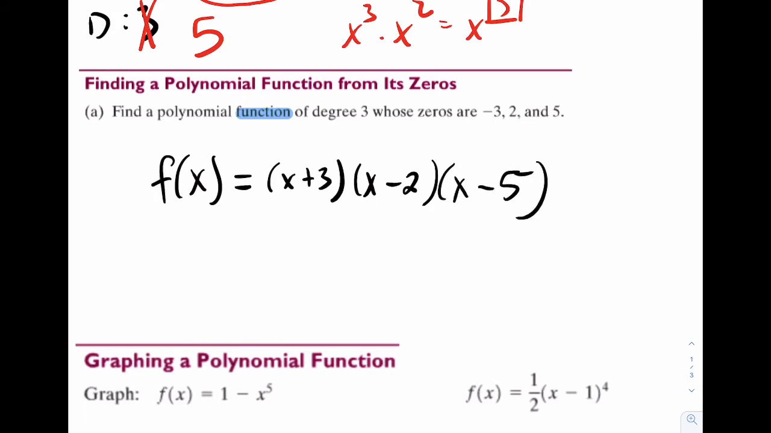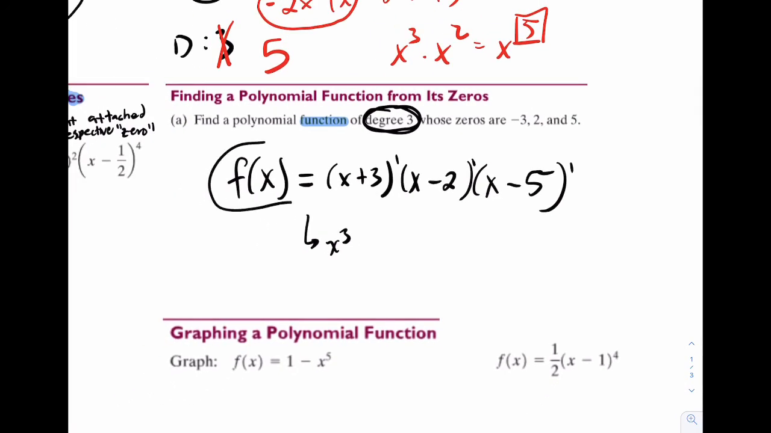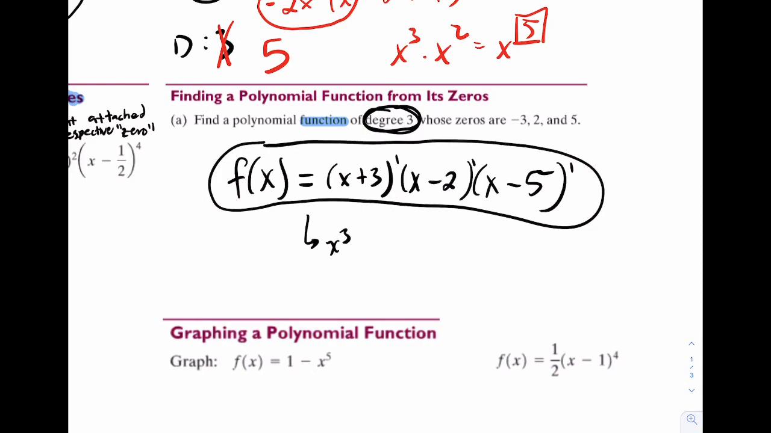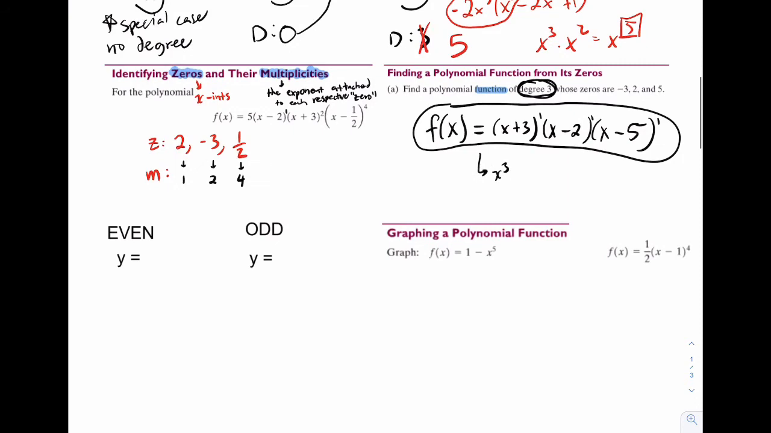Now you're probably wondering, how do you know the multiplicities, right? How do we know about these exponents here, here, and here? Well, they're all 1. And we know that because the degree is 3, meaning if I multiply all these things out, I should get x to the 3rd. So let's circle that, and we're done there. Okay, let's go to our next example.